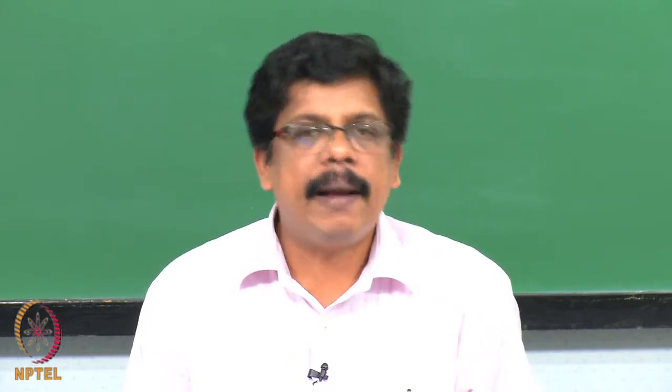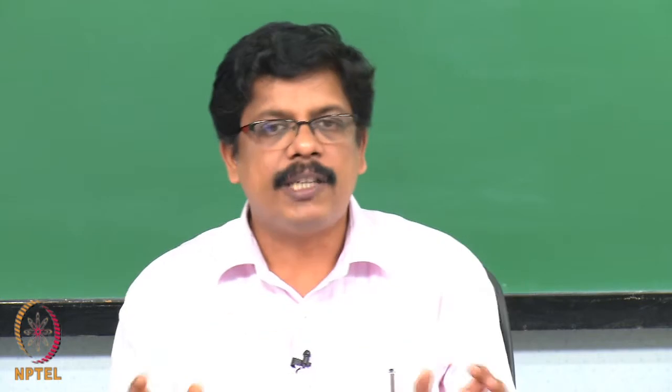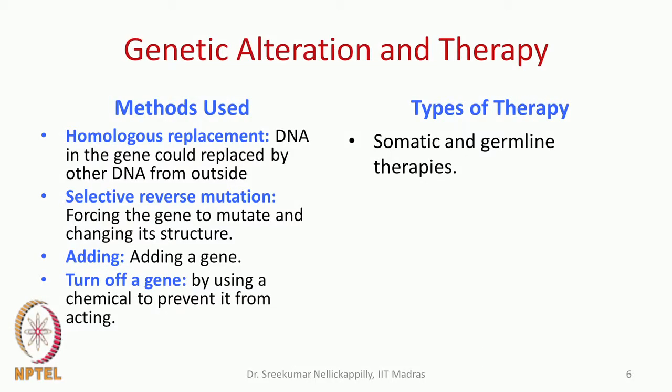And the types of therapies, we can generally classify, are two types: somatic and germline therapies. Somatic is a therapy which targets body cells, and germline therapies are therapies which target the genes in the reproductive cells. Therapy and enhancement, these are two possibilities.